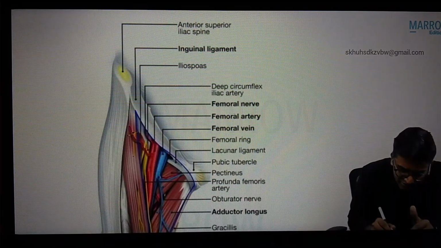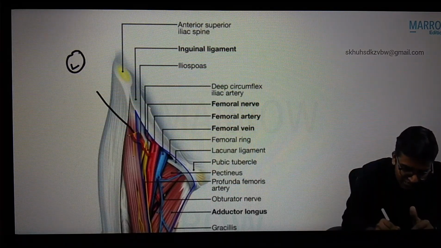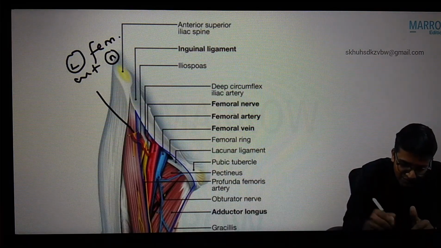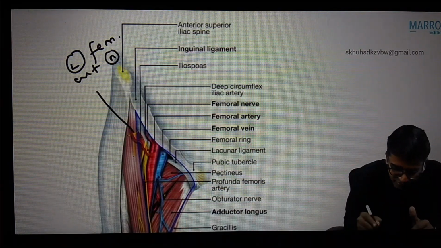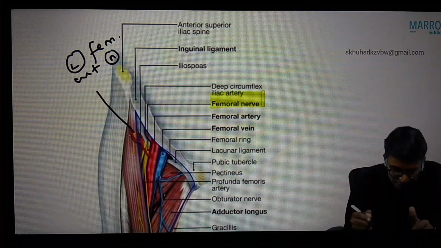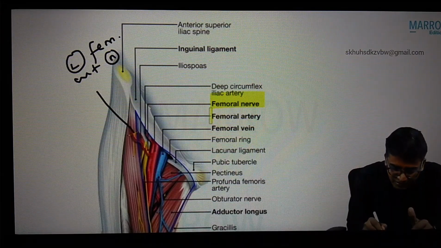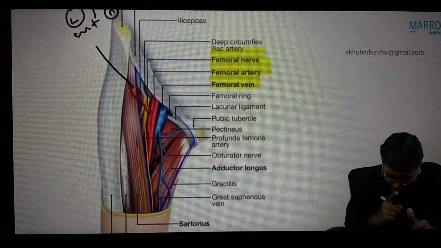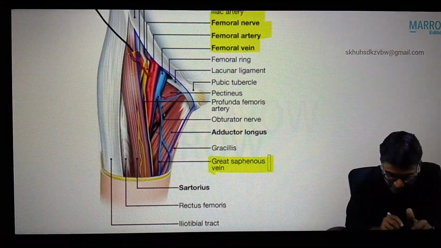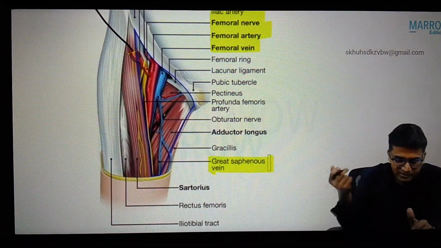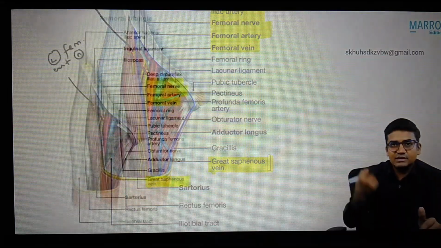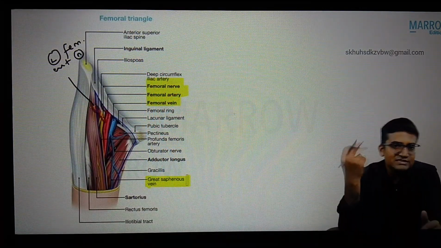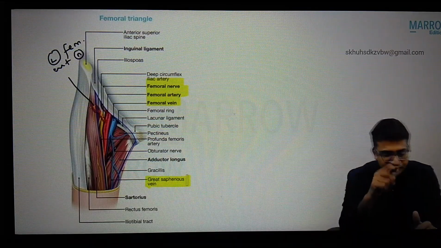Now can you see the small nerve here? Yes, that is our lateral femoral cutaneous nerve. And then you are seeing the femoral nerve, not a content of the femoral sheath. And then the femoral artery, the femoral vein, and the femoral vein is receiving the great saphenous vein, and medial to the femoral vein we have the deep inguinal nodes or Cloquet nodes. Clear? Right. So now next thing we're going to discuss is the femoral sheath.